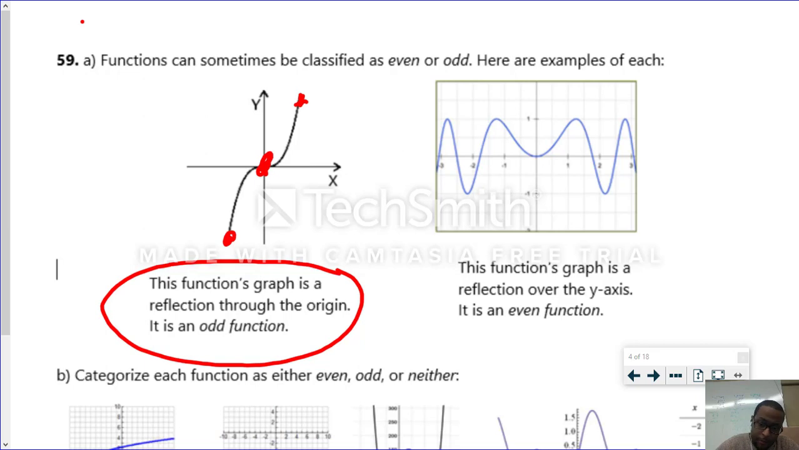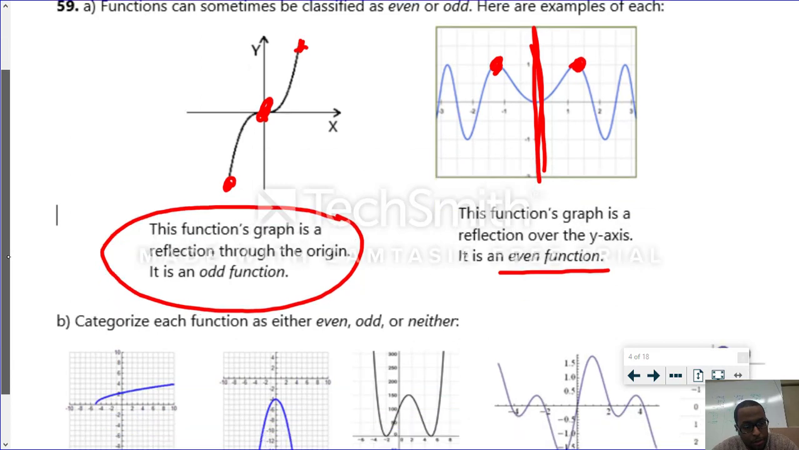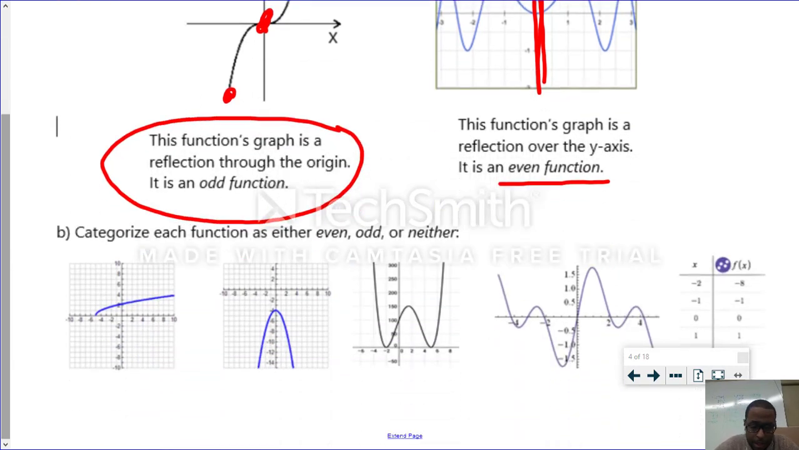Okay, now even functions. Even functions is when now you're using the y-axis. So when it reflects directly over this line, which is the y-axis, that's when you know it's an even function. So, for example, if I'm here and I reflect it over this line, it is right here. So the two reflections you're looking at is either reflection over the y-axis, which is even, or reflection over the origin, which makes it odd. So in question 59, if I scroll down, it's either going to be even, odd, or neither.